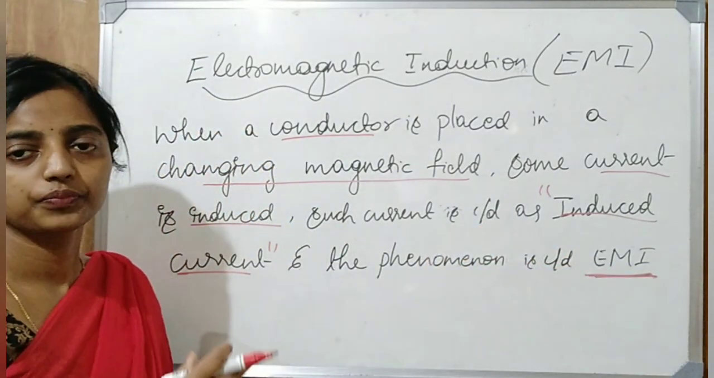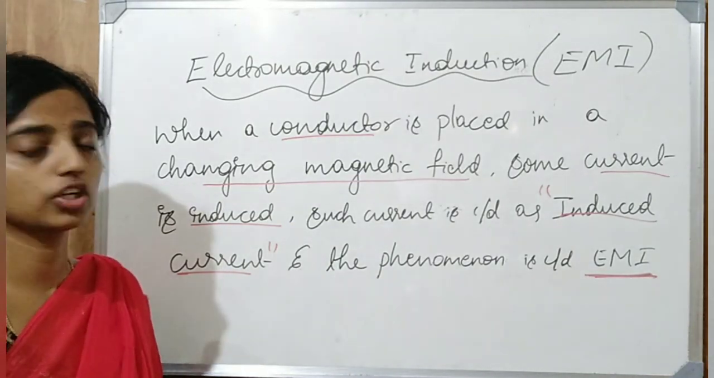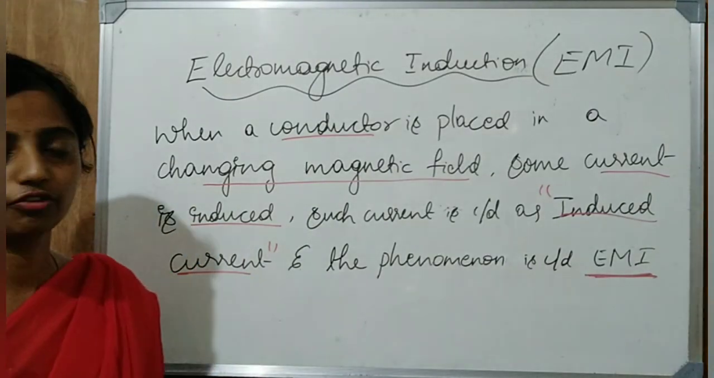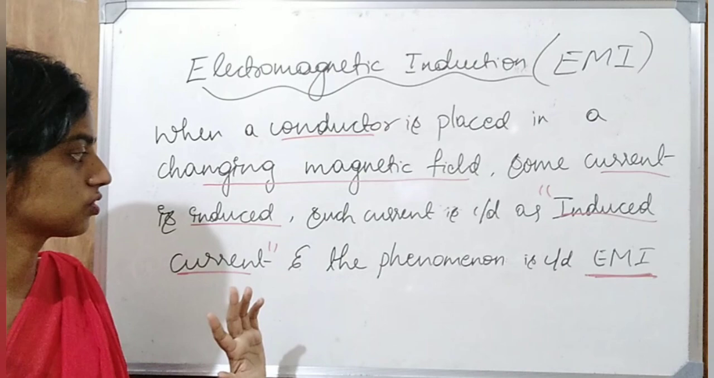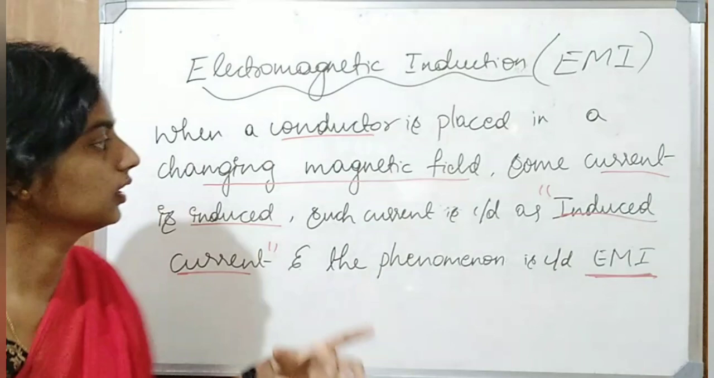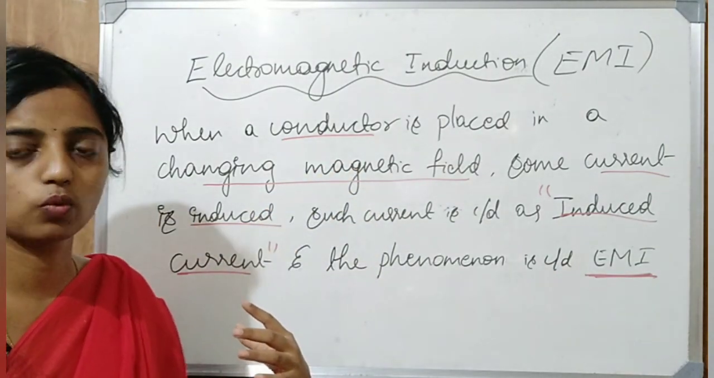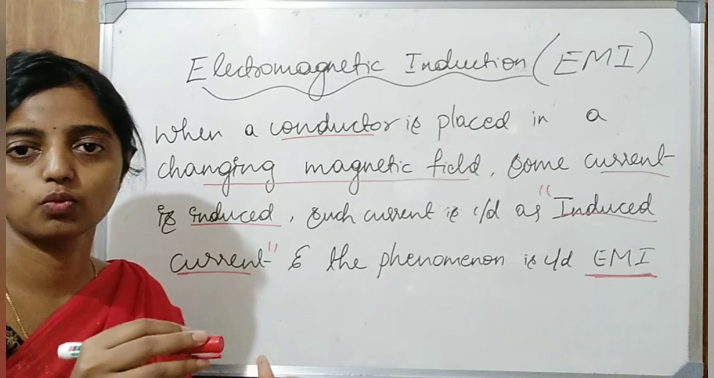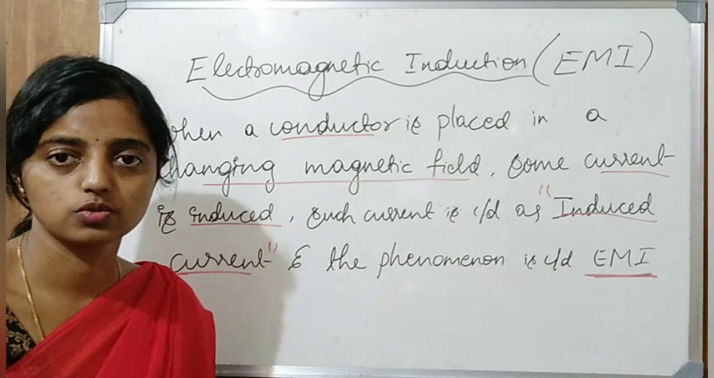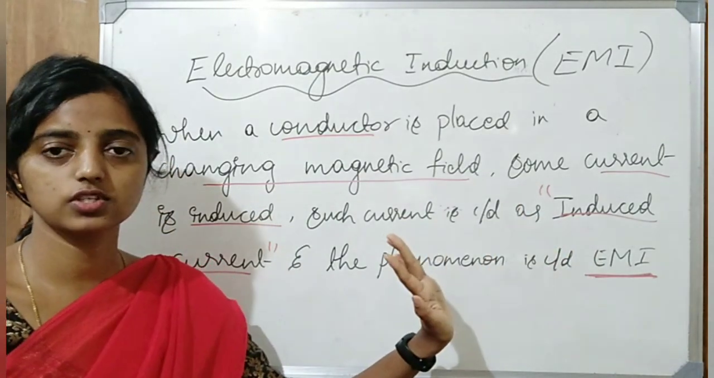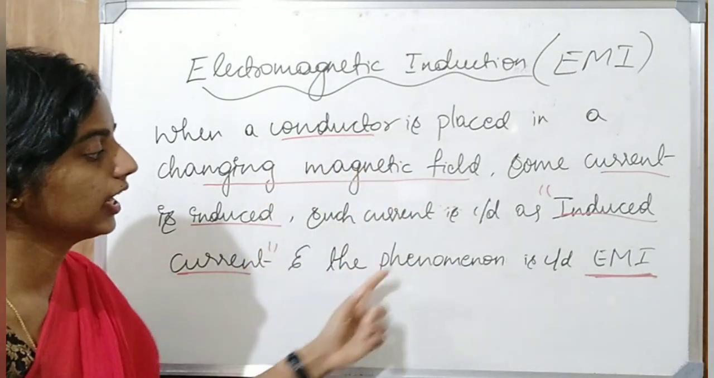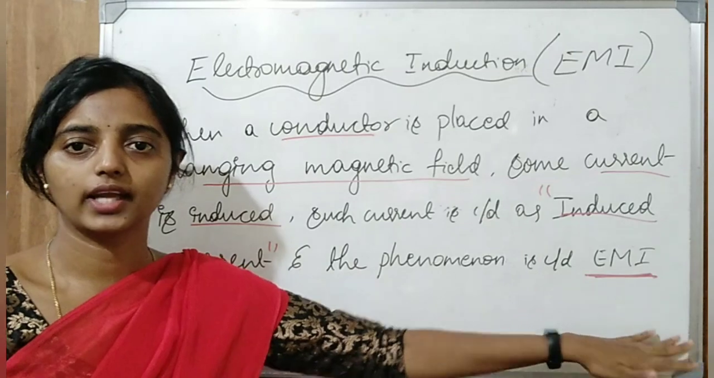Now one more time, understand this definition carefully. When a conductor is placed in a changing magnetic field, some current is induced. So in the first part, when we place a conductor in contact with a moving magnetic field, that is, a magnetic field in motion, if you keep a magnet which is in motion, the magnetic field will be created, and there some current will be produced, and that current is called induced current. So this is the first part of the definition. Later on, this entire phenomenon is called electromagnetic induction.